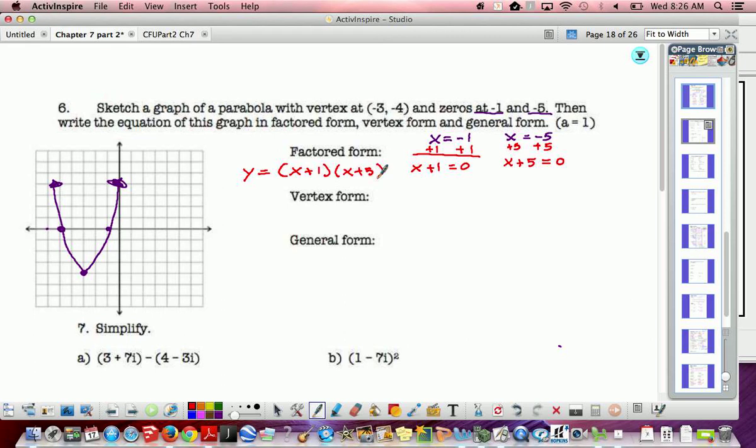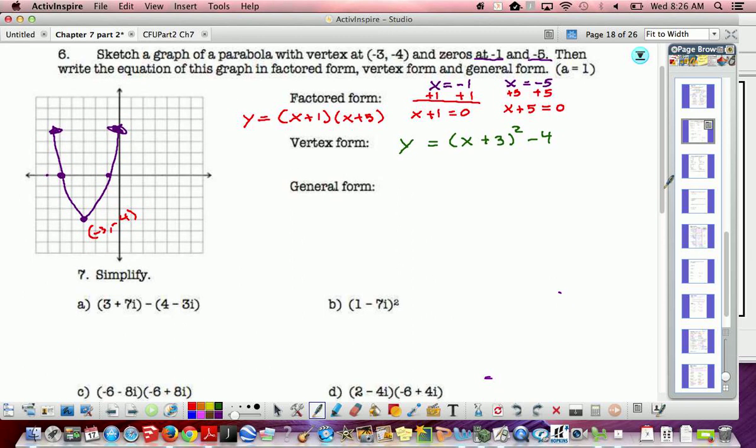For vertex form, that's pretty nice because you have the vertex (-3, -4). We can go ahead and just write that in. Y equals, in fact, what I'll do is I'll change colors so you can see the difference. Y equals (x, you do the opposite of x, so it becomes +3) squared minus 4. Now for general form, you can choose either of these and FOIL it out or multiply it out and get it in general form.